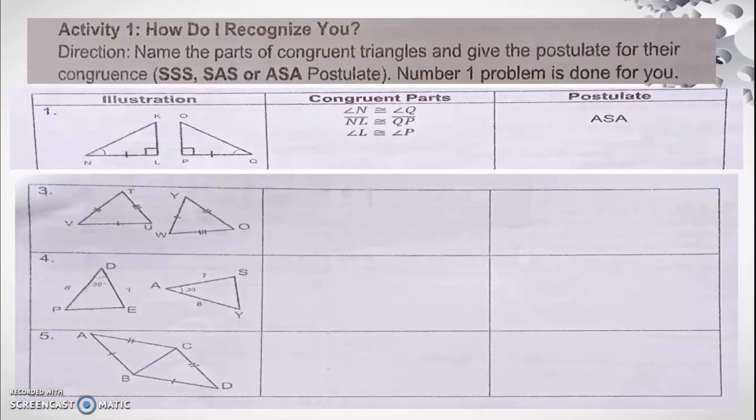So, we will answer number 2. Side VU is congruent to side WY. Then, TV is congruent to side OY. And the last side, WO is congruent to side UT. So, since ang given is tatlong sides, our postulate is SSS postulate.